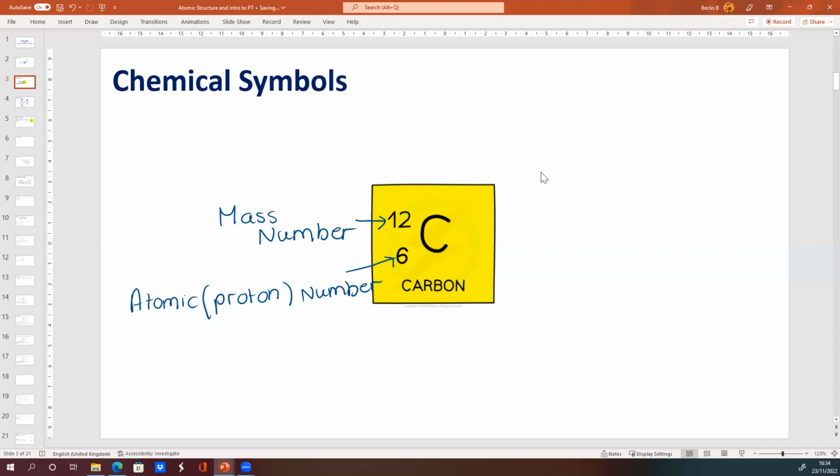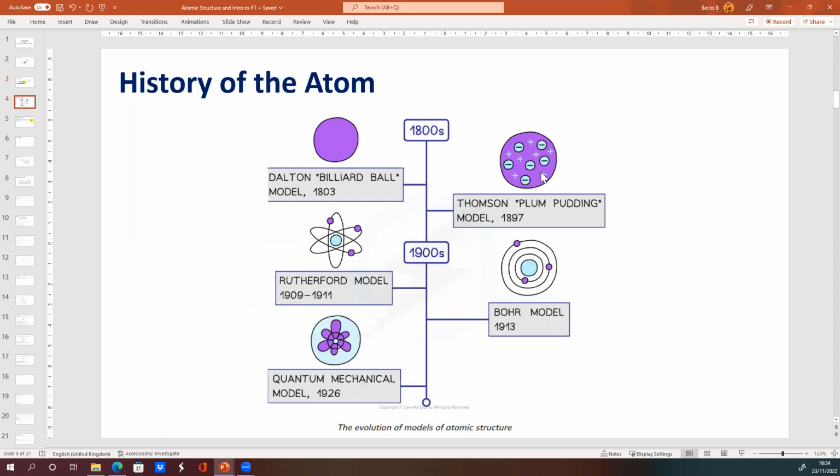Now, what these allow us to do is work out how many protons, neutrons, and electrons it has. You might have been asked to pen them; I know that's something that I use. So straight away, we already know how many protons that has. We'll come back to this in a moment. We've done a little bit more digging about what the atom looks like, so just a very brief history of the atom.